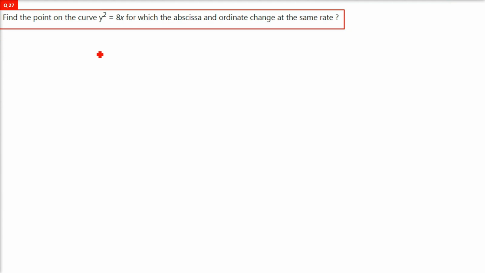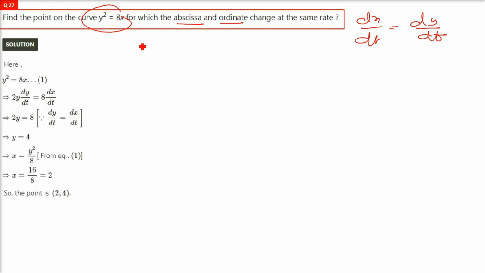Find the point on the curve y square equals 8x for which the abscissa x and ordinate y change at the same rate. So dx by dt is equal to dy by dt, as given in the question. So we have to differentiate the curve y square equals 8x. Just differentiate both the sides: 2y dy by dt is equal to 8 dx by dt.